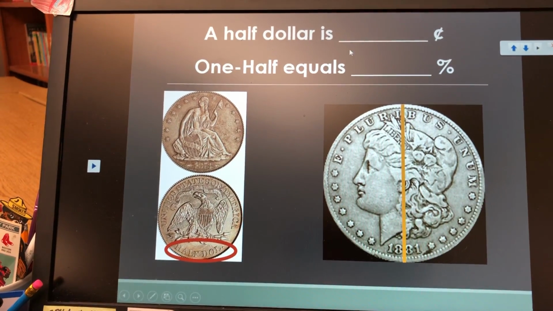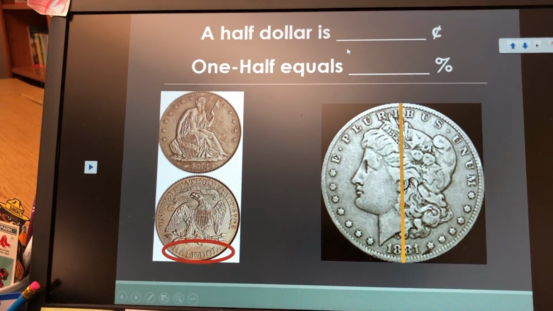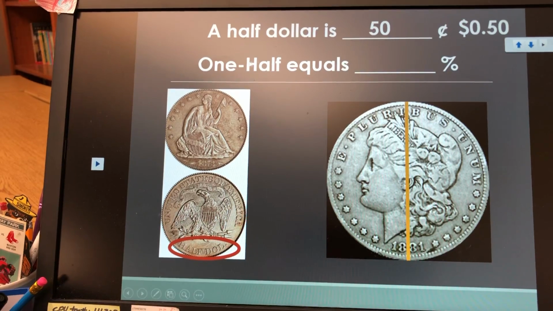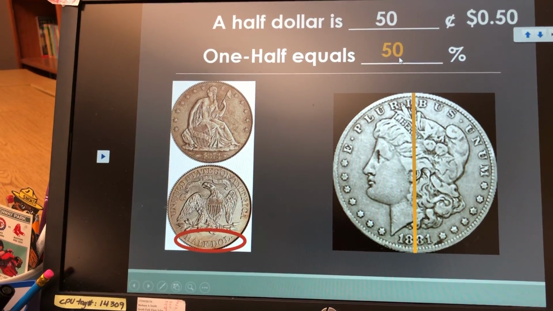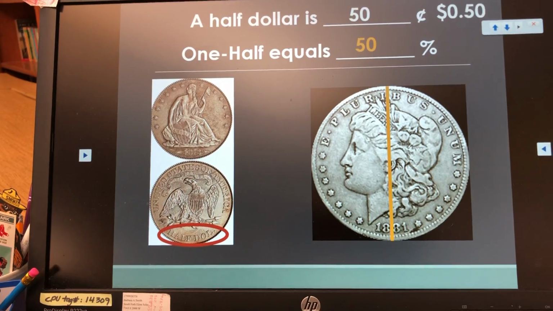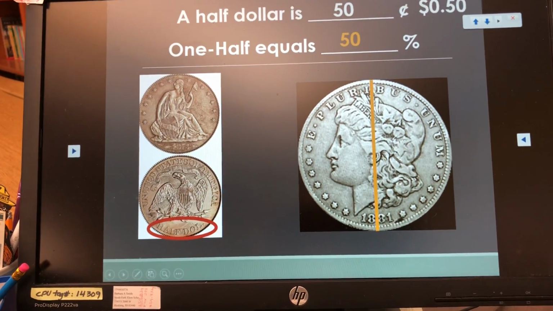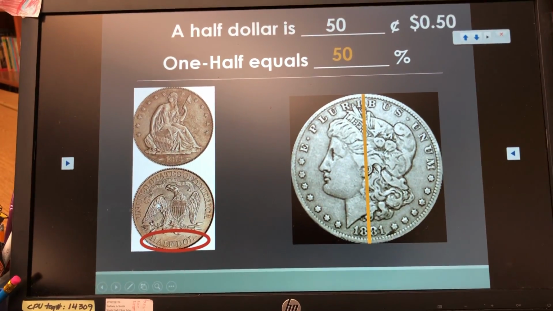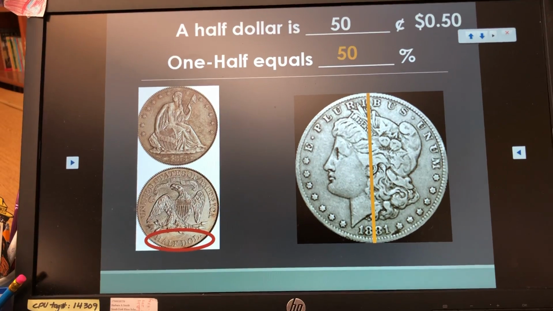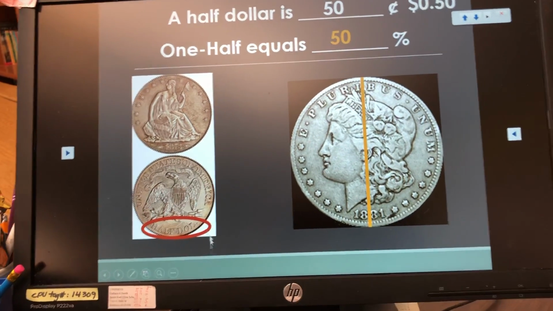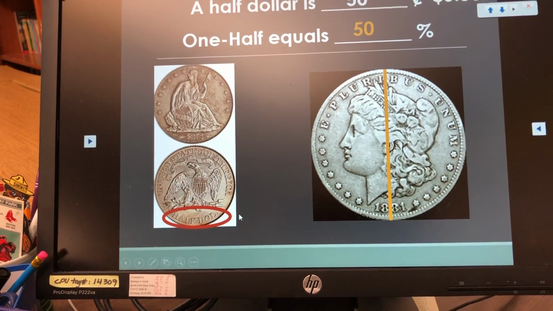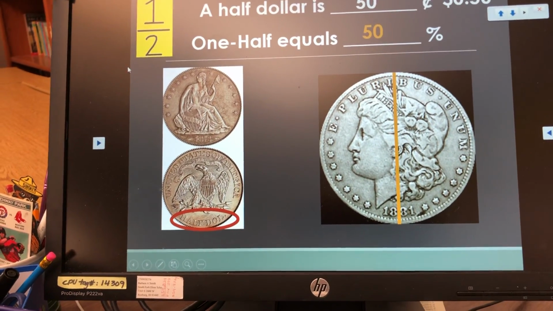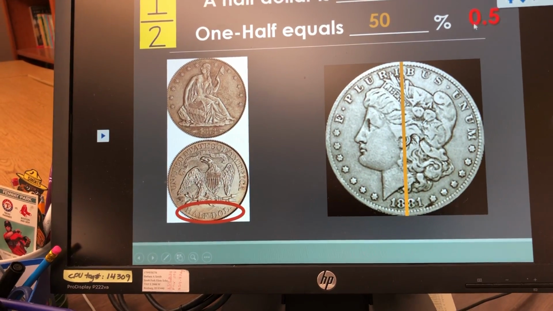And a half a dollar is, right, 50 cents. So 1/2 equals 50%. This is why I love this PowerPoint. I like old coins, and I spent way too much time looking for pictures for this one. Anyway, 1/2 or 1/2.